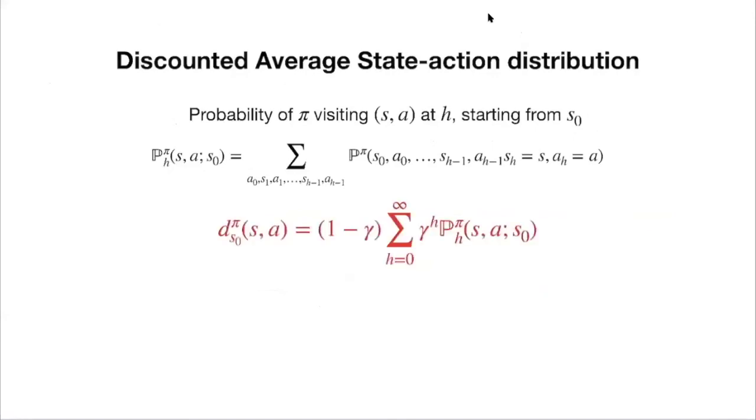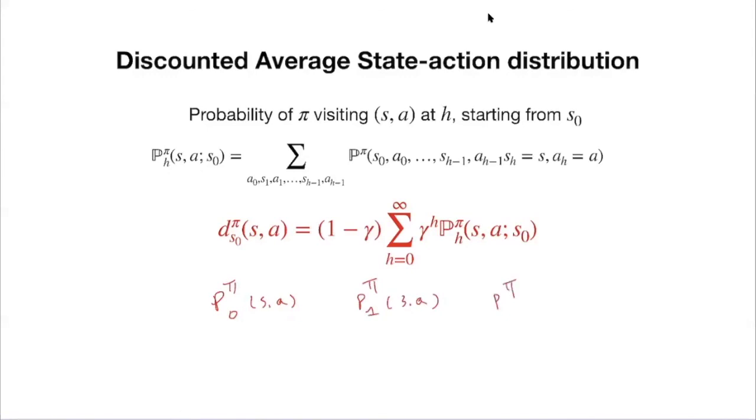Okay, so I'm going to introduce one more definition. This is one of the key definitions we're going to use throughout the semester. This is the average state action distribution. So I'm basically doing the exponential averaging here. We reasoned about the probability of visiting a state action pair at time step 0, and we also can compute the probability of reaching the state action pair at time step 1.